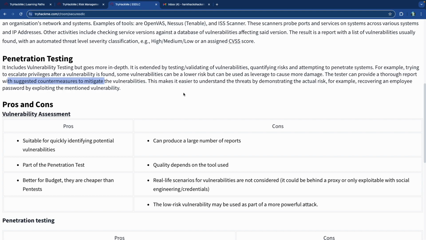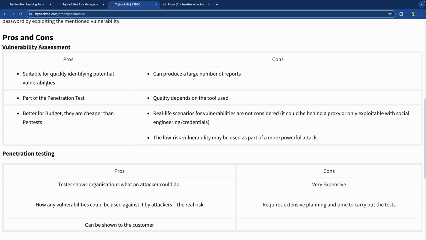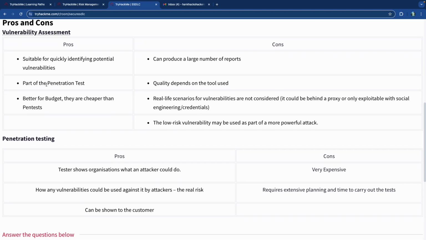And it makes it easier to understand the perspective of the attacker, because that's literally the job of a pen tester, is to attack the system as if they were the hacker. So the pros and cons of the two are as such.